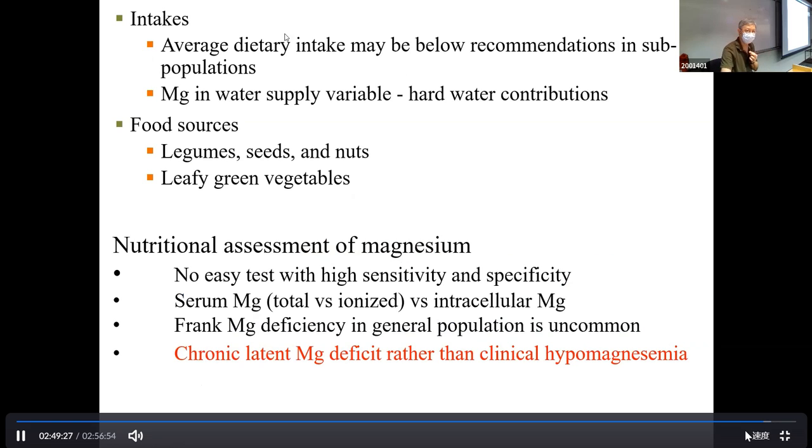Intake. In general, we are not taking enough, but there's not that much data. In general, we don't take a whole lot, but we are not that deficient. And then you would have a nutritional assessment situation. There is no easy test for magnesium. You can measure magnesium total or the ionized one, and it is the ionized magnesium that really plays a role in biology.